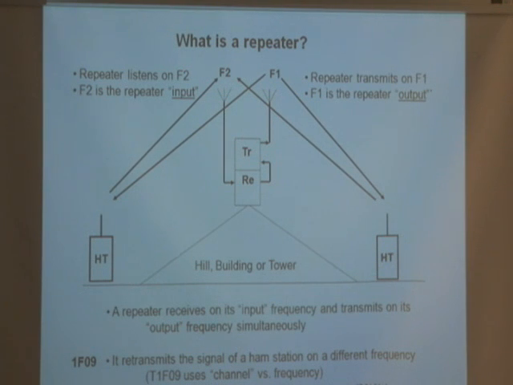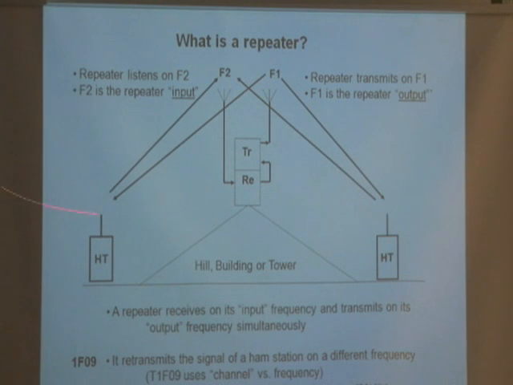Now, how does the repeater work? Well, the repeater is a receiver and a transmitter. Remember I said these days we don't have receivers and transmitters anymore, we have transceivers. But a repeater is a receiver and a transmitter. So what the receiver does, it listens on one frequency, and what it hears, it puts right into its transmitter, and it retransmits it on a different frequency.